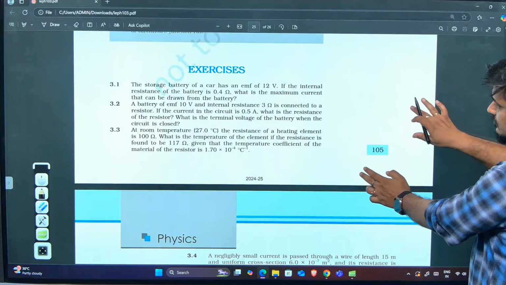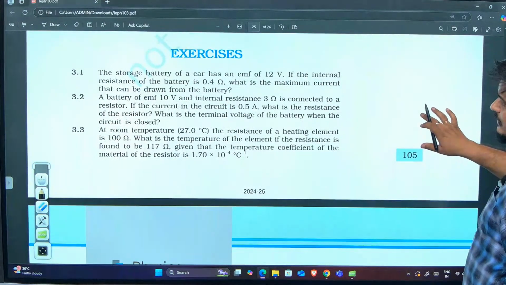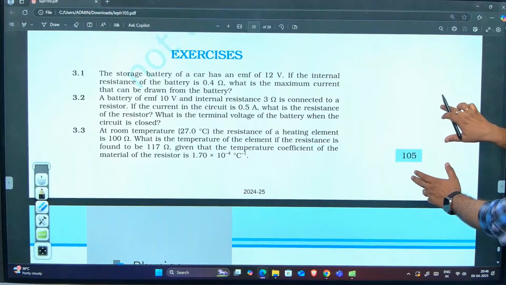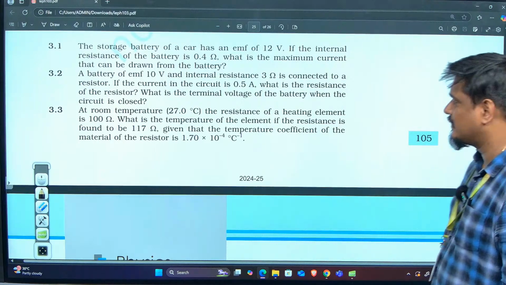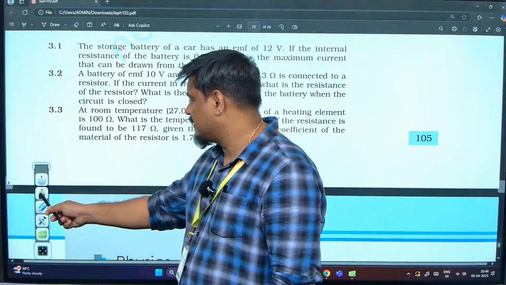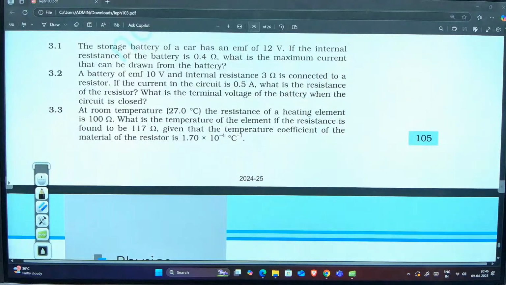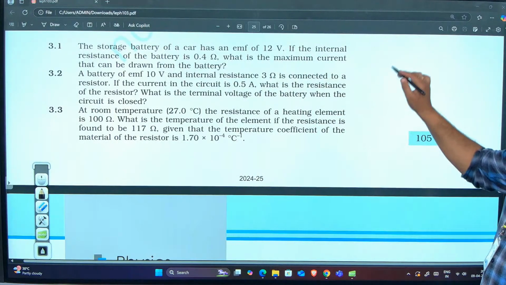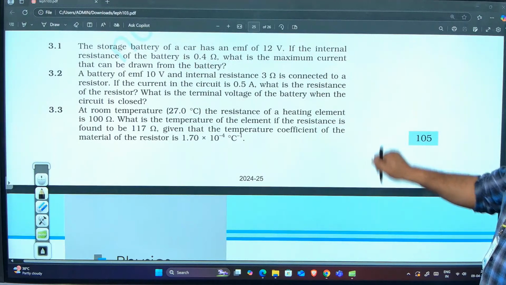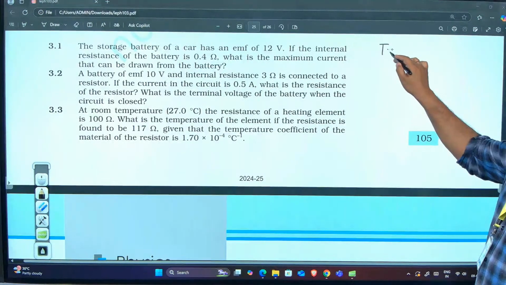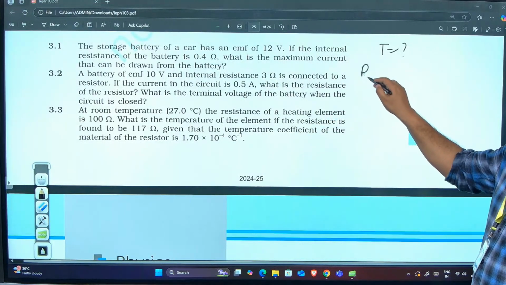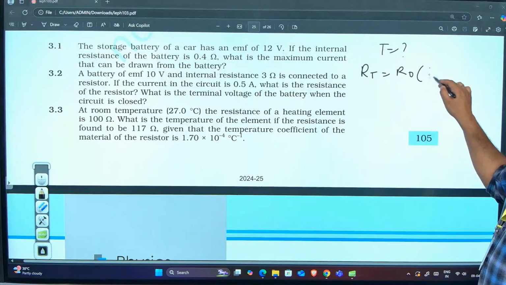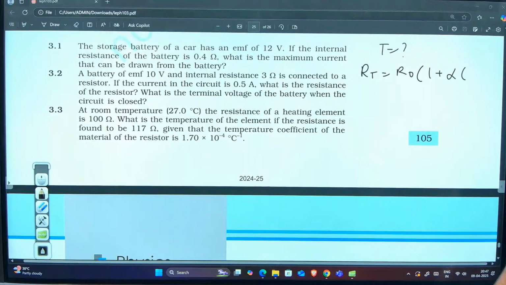Yes. The 3.3 question says that at room temperature the resistance of the heating element is 100 ohm. What is the temperature of the element if the resistance is found to be 117 ohm? Alpha is given to you. So what are they asking you to find? Temperature. T is what you want to find. The formula, they are asking in terms of resistance. So RT is equal to R naught into 1 plus alpha into T minus T naught. Then put all the values.